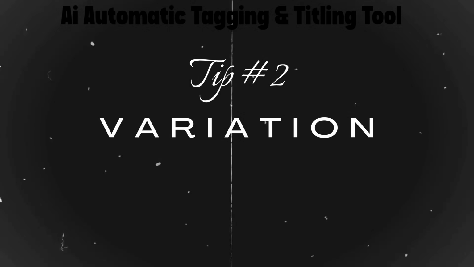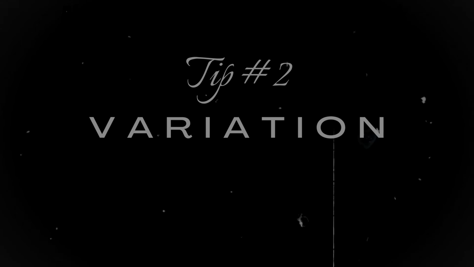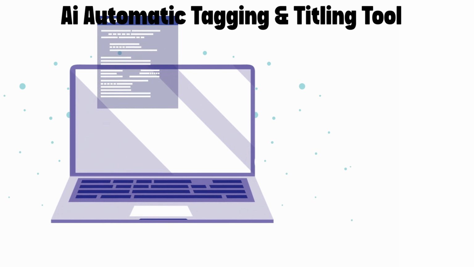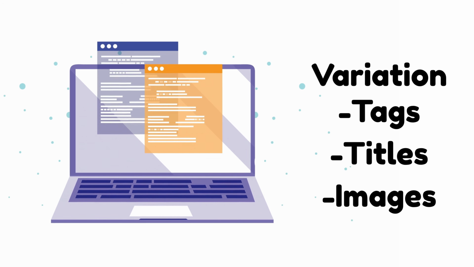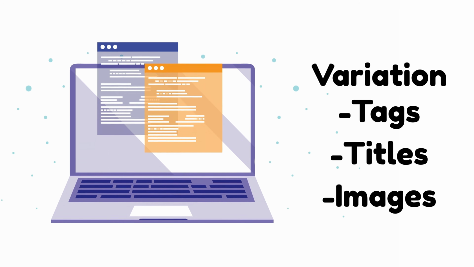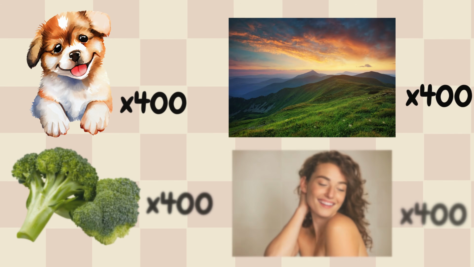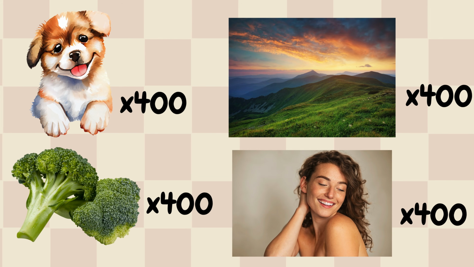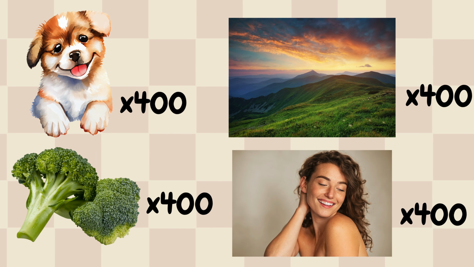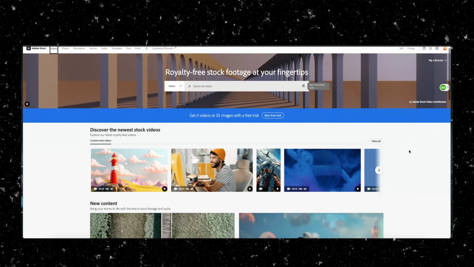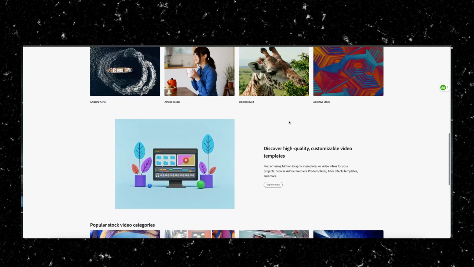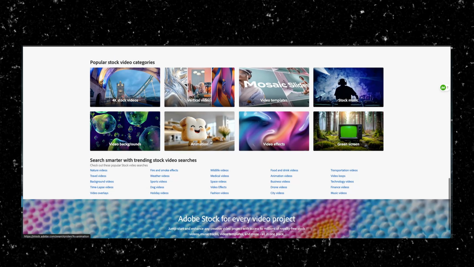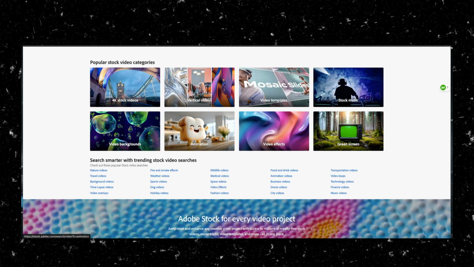My second tip is publish different images with variation of styles. Let me explain what I mean. Imagine you upload 400 images of various dogs, 400 images of various foods, 400 images of nature type images, and finally 400 images of people. What I recommend is every single time you publish images on Adobe Stock, make sure you have a mixture of all of them as opposed to just uploading 50 or 100 images from just one category.